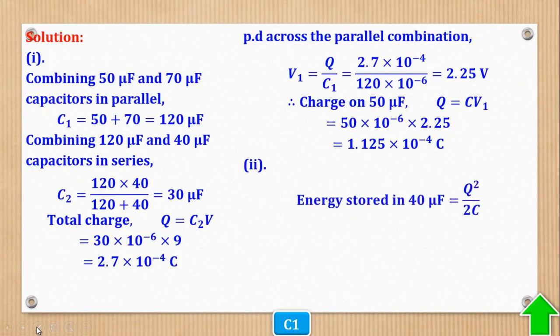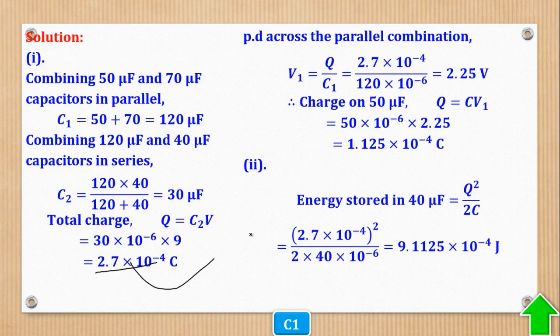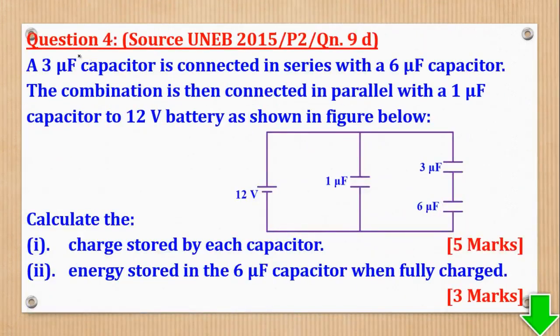So you say that energy stored is given by that formula. Therefore, you shall substitute for Q, which is the total charge, and we got it here. Then the capacitance, which is the 40 microfarad, we convert to farad. And using the calculator, we shall come up with this as the energy stored. And that's what they wanted. So that was question 3.